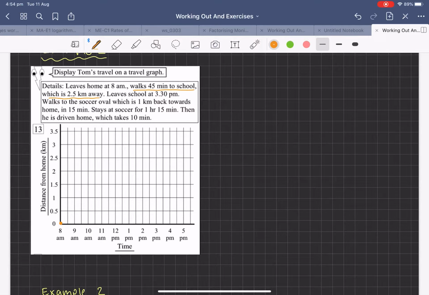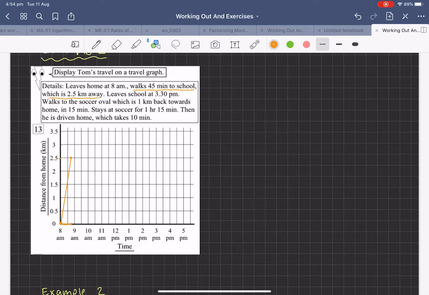So I need to go across 45 minutes and up 2.5 kilometers. So 45 minutes is going to be about here, and he travels 2.5 kilometers. So I'm going to now put a dot there. So 45 minutes and he traveled 2.5 kilometers. And now I'm going to join that together with a nice straight line. Let's try that again.